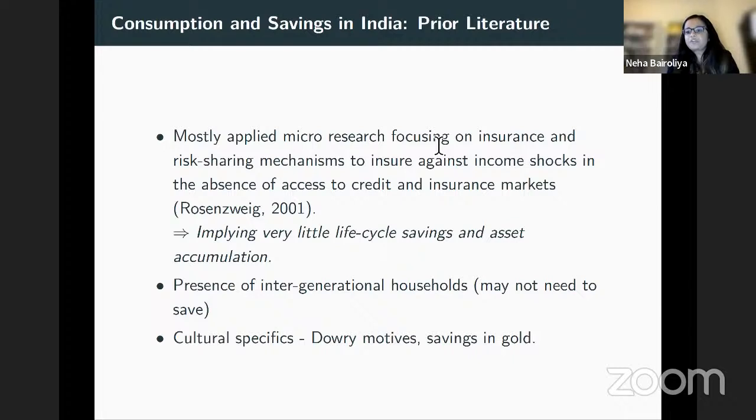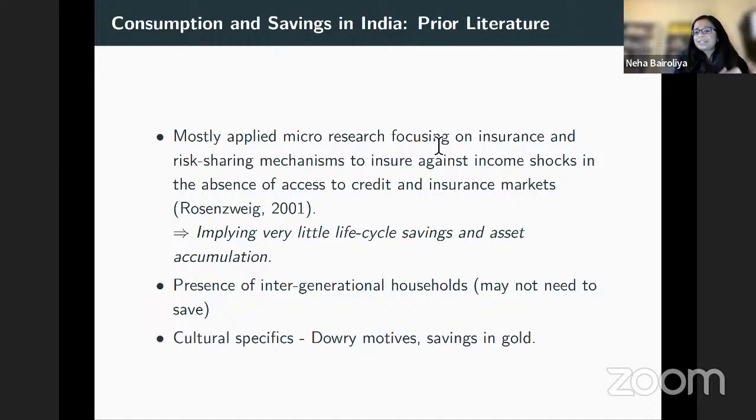So in terms of our contribution to existing research, this paper makes a contribution to the vast literature on consumption smoothing behavior, which is mostly concentrated on the US. But I'm not going to talk about that today, rather try to think about the research in terms of India.